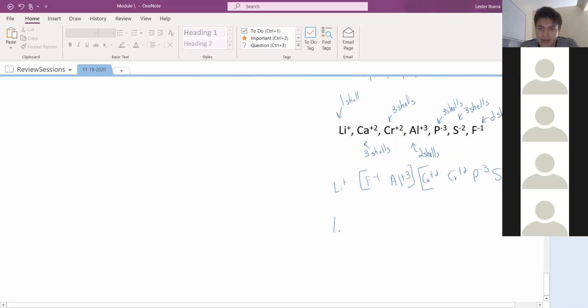So then lithium is by itself, we already established that. And then between fluorine and aluminum, which one has more protons? Aluminum +3. So that one's going to be smaller, followed by fluorine. Then between calcium, chromium, phosphorus, and sulfur, which one has more protons? Chromium.